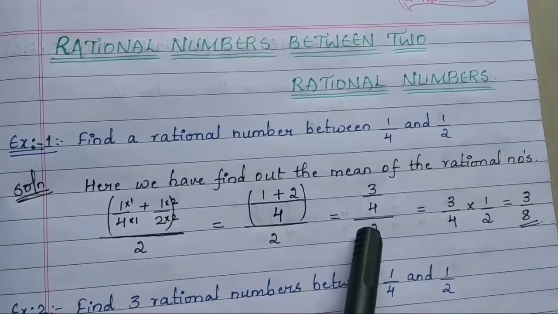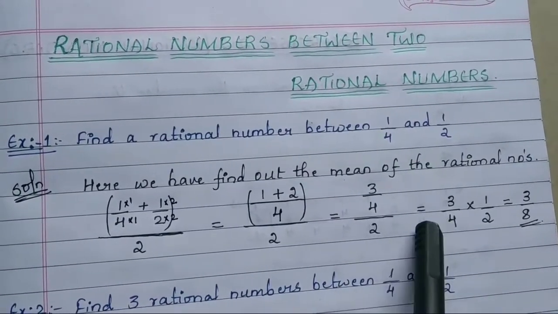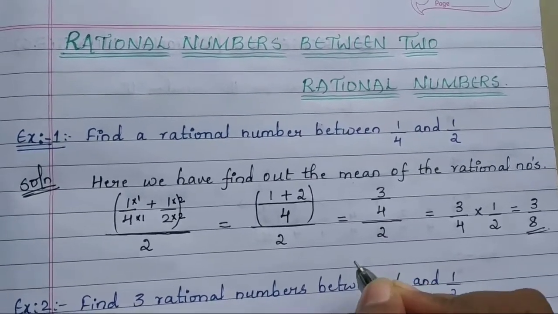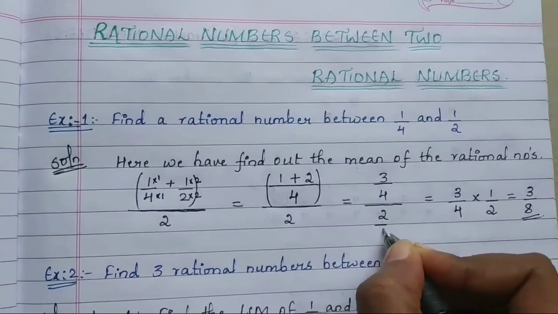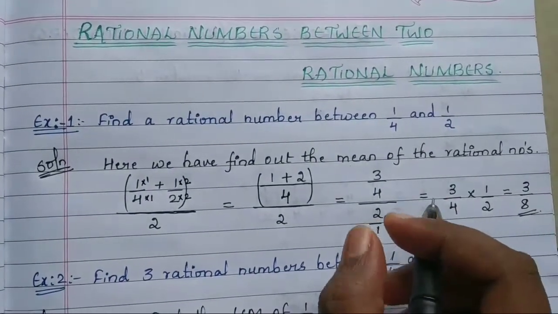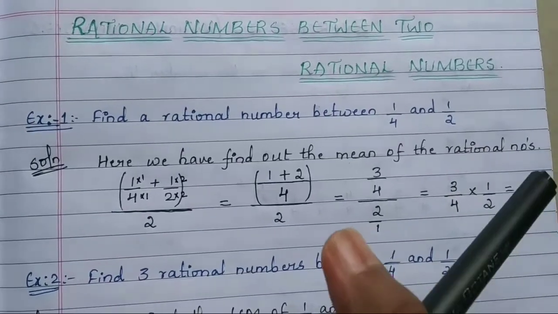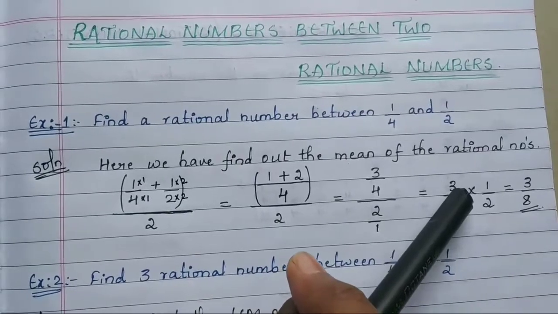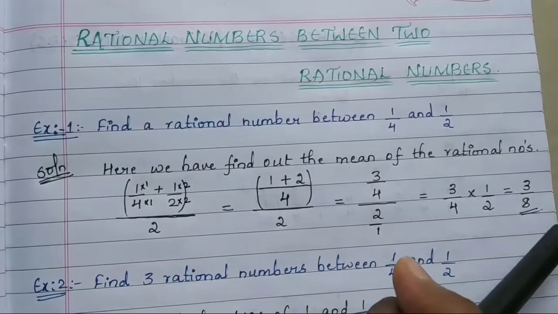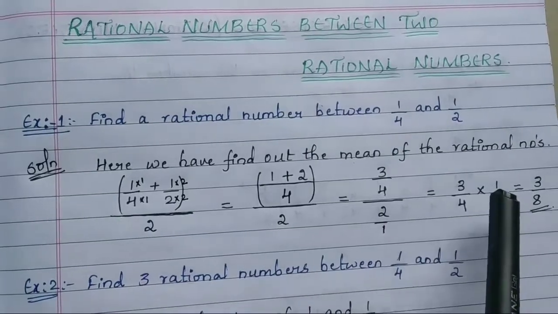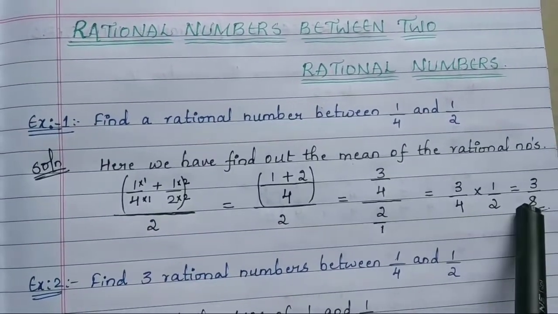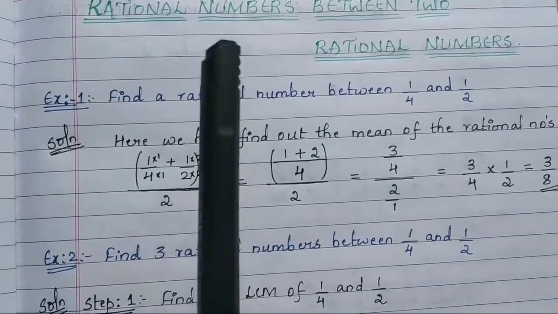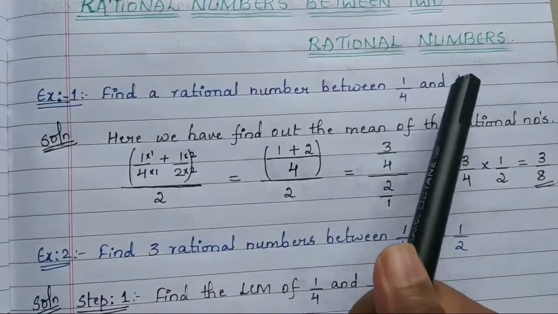When we take this 2 to the upper part, it will become 3 by 4 into 1 by 2. As you can see, the 2 is 2 by 1. When this 2 by 1 is moved, it gets reversed, the division sign changes into multiply, and it becomes 1 by 2. So 3 into 1 is 3 and 4 twos are 8. This is the method to find one rational number between two rational numbers.